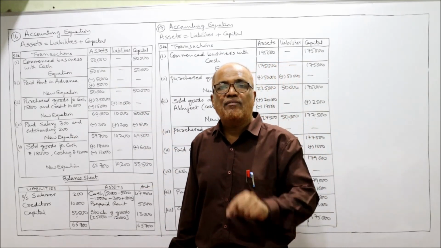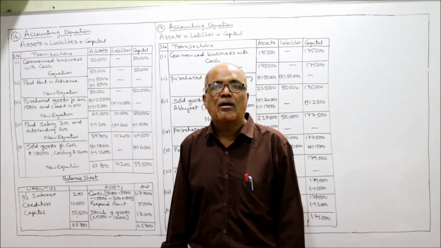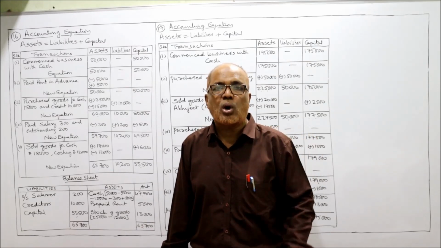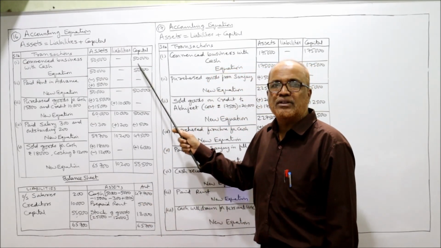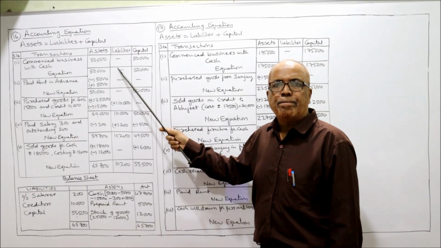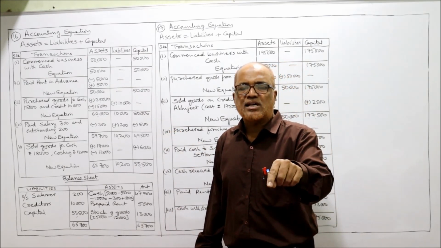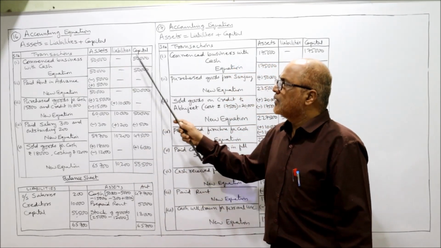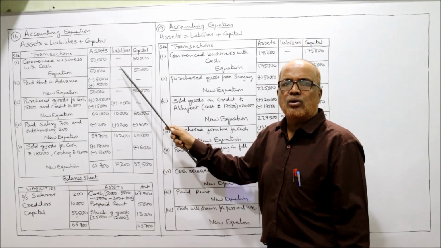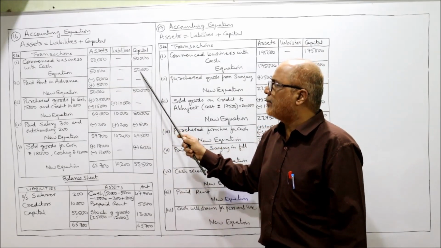But this cash has been given by whom? The cash has been invested by the owner. When the owner invests the money, it is called capital. So in the capital column, 50,000. No effect on liability. The business has received the cash 50,000 and this cash has been paid by the owner. It is called capital. That's all. So the accounting equation, assets is equal to liabilities plus capital. We don't have liability, zero liability. So assets is equal to capital.